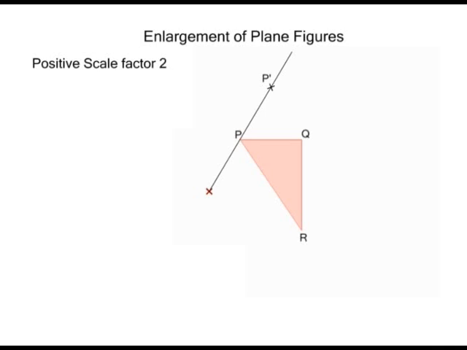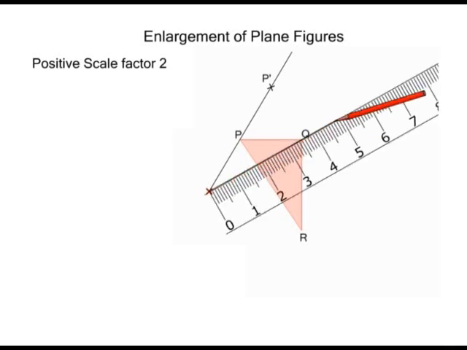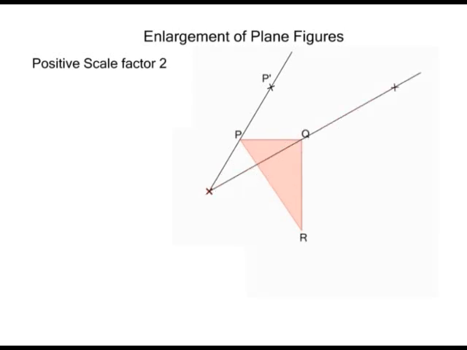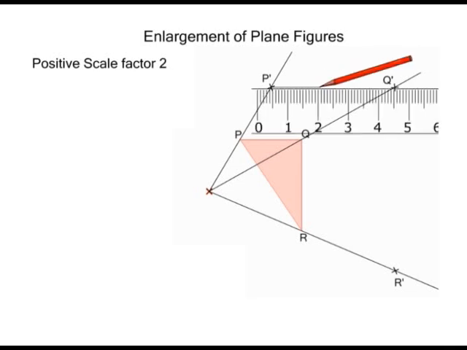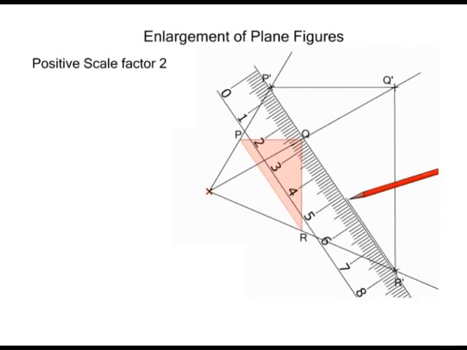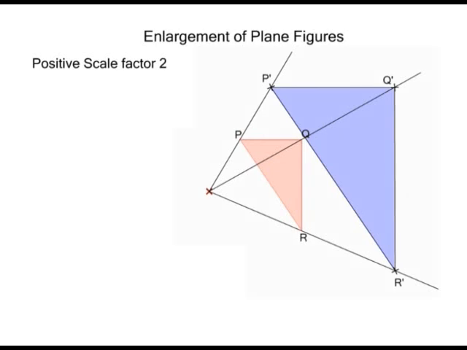Repeat the same for Q. It's 3.5 centimeters. Double that is 7 centimeters. That's Q prime. If you do the same for R, you will have R prime here. Now join the points to complete the image. Notice that because the scale factor is positive, the object and its image lie on the same side of the center of enlargement.